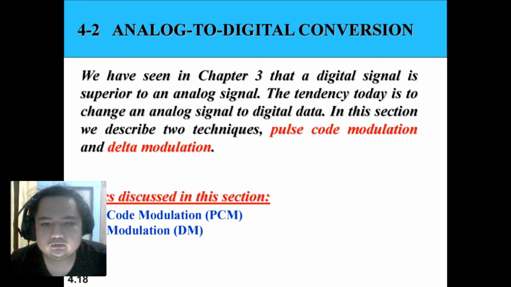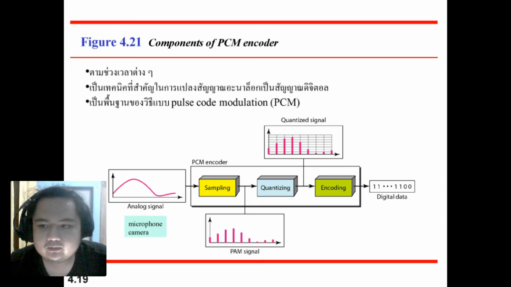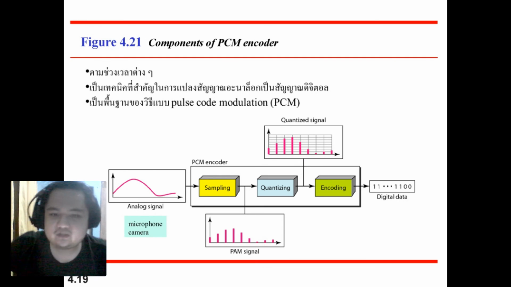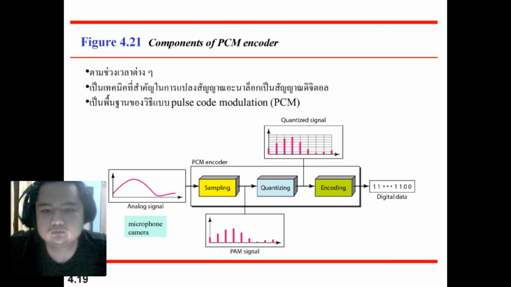Analog to digital conversion. We have seen in Chapter 3 that a digital signal is superior to an analog signal, and the tendency today is to change analog signals to digital data. In this section we describe two techniques: pulse code modulation and delta modulation. The components of the PCM encoder: it's an important technique to change analog to digital.